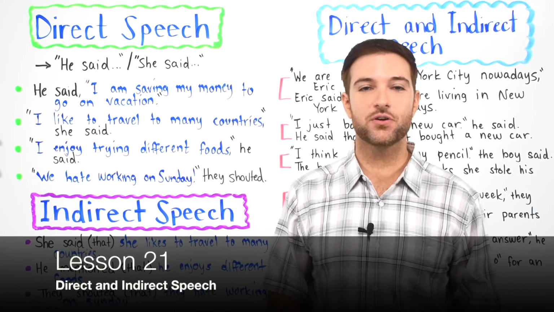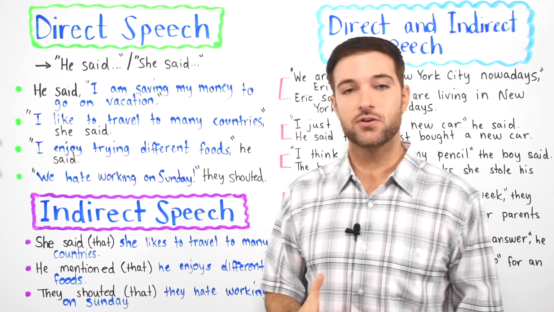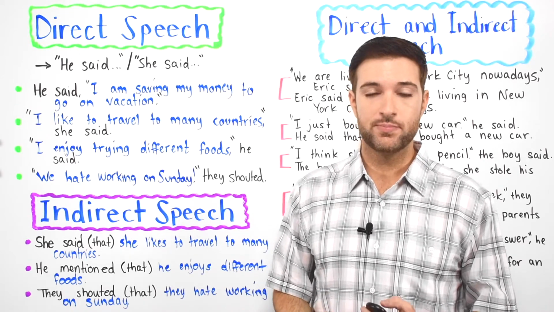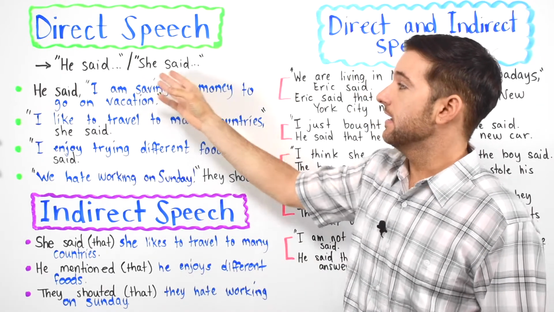In this lesson we are going to be learning about direct speech and indirect speech. So direct speech is where we quote the exact words that someone said. We put quotation marks around their words and say expressions like he said and she said.